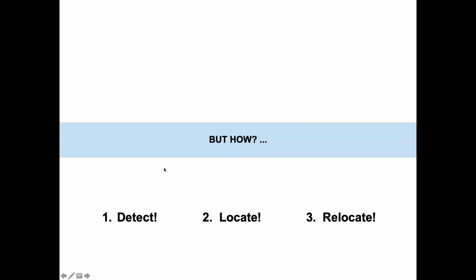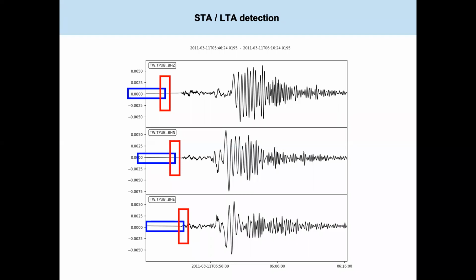Okay, so now let's look at some of these methods. The STA-LTA detection that I told you about before. This is one of the most simple algorithms for phase detection and picking, and of course it's also one of the quickest.